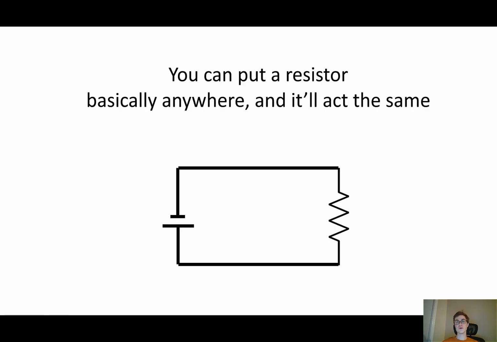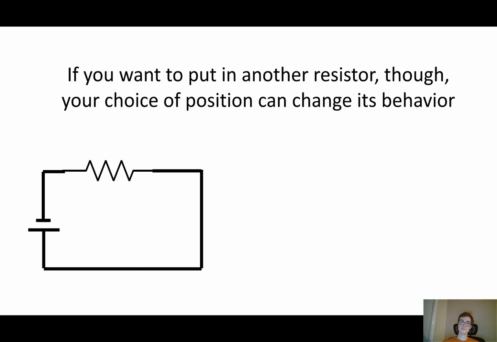Now, if you have one resistor, one light bulb, you can attach it basically anywhere, and it'll act exactly the same. If you put it far away from the battery, or close to the positive side, or close to the negative side, it'll light up the same way. But if you want to put in a second resistor, your choice of position will actually change its behavior. So let's say I have a second resistor, a second light bulb, and I want to power it with the same battery.